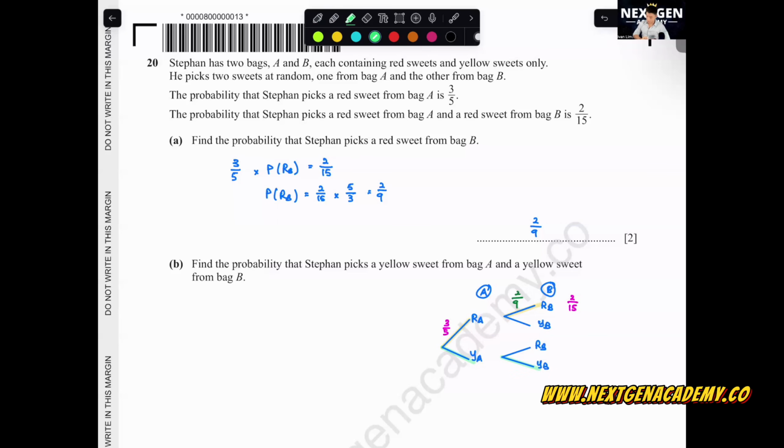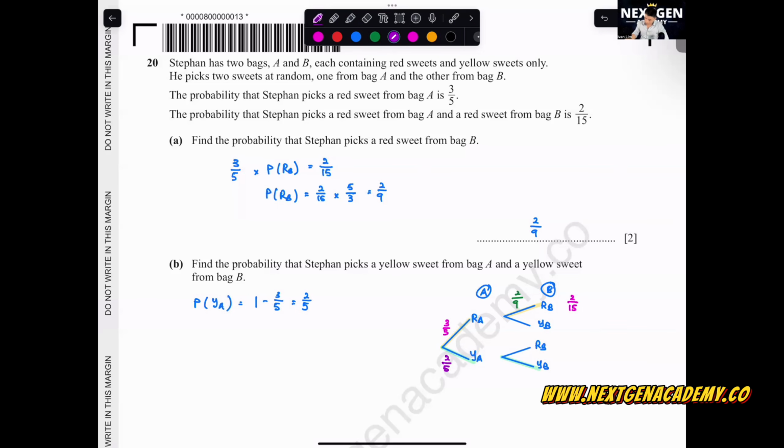All right. Yellow, yellow. From here, what can we do? You will need to find your first one, yellow from bag A. So that means we find the probability of... sorry, I need to actually separate it to yellow A. Looking at the diagram, red A is 3 over 5, so can I say it's 1 minus 3 over 5? So this part here is 2 over 5.